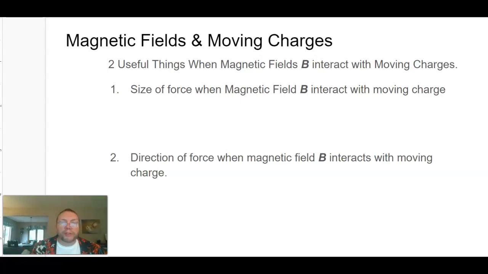There are two things that are useful to talk about when we talk about magnetic fields and moving charges. Well, there are a number of things, but what we'll look at right here is, one, the size of the force. When a magnetic field is present and a moving charge exists in that area, there is a force produced when the magnetic field interacts with the moving charge. So it's useful to be able to talk about how big that force is, the size of that force. That's number one. And then number two, the direction of the force when that magnetic field interacts with the moving charge.